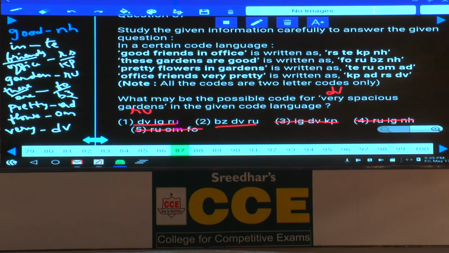And your answer could be either 1 or 2. And out of which, IG. Now tell me whether IG can be the code to the word spacious or not. As IG is nowhere repeated in any one of these codes, hence it is the code for spacious. Hence choice 1 is the answer.